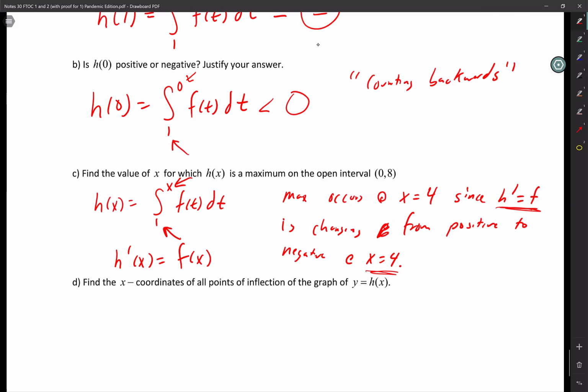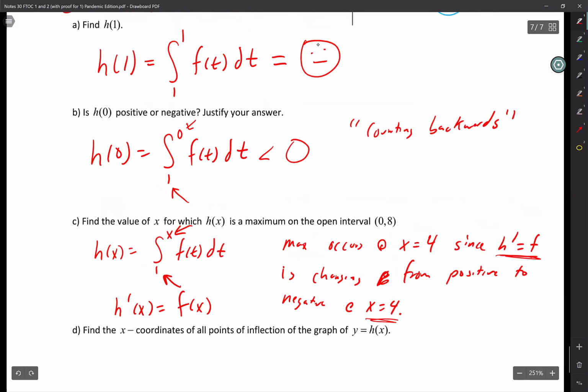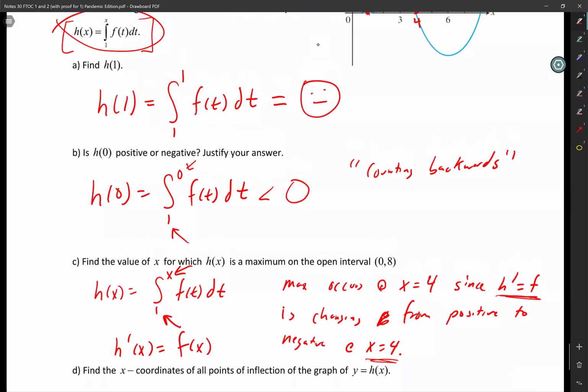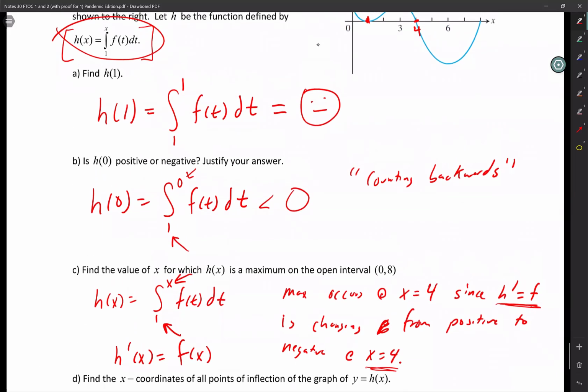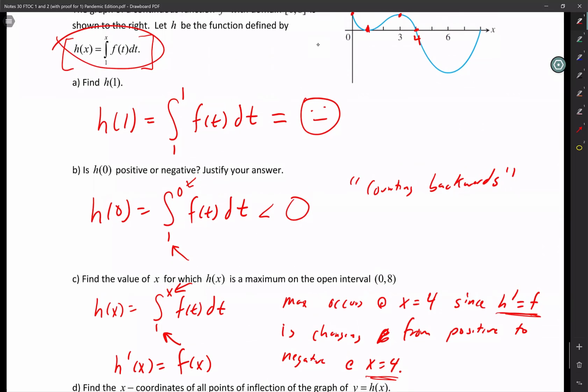I have a question about B. Say this were an F or Q, could we say it's negative because you're counting backwards? If they ask you to justify, yeah, that would be perfect. It's negative because I'm starting at 1 and ending at 0, and my area is above the x-axis, hence negative. You can also say, quote unquote, counting backwards, and I think that will be full credit.